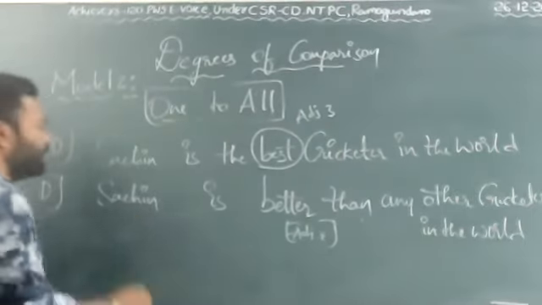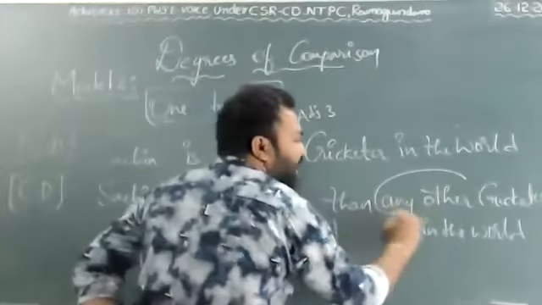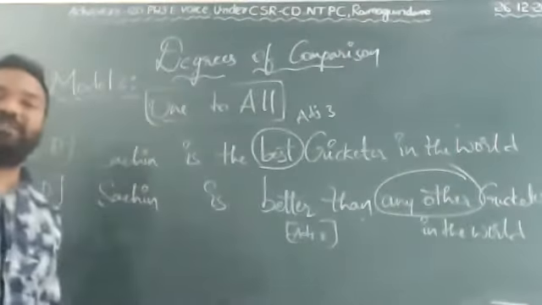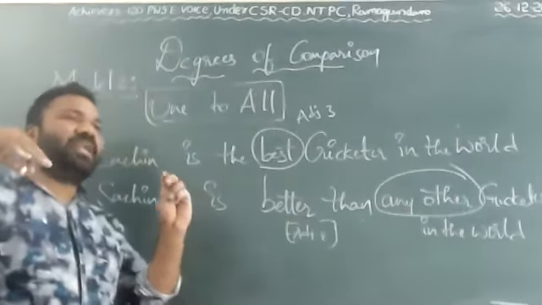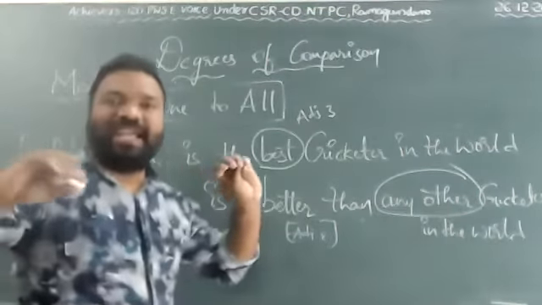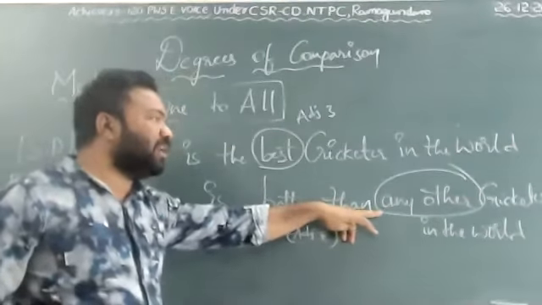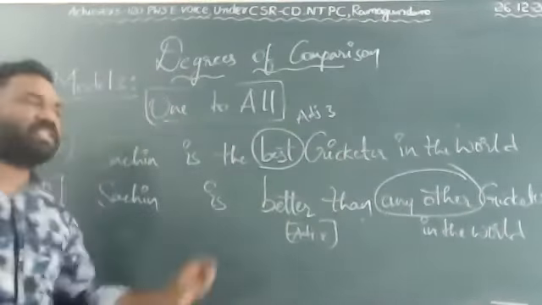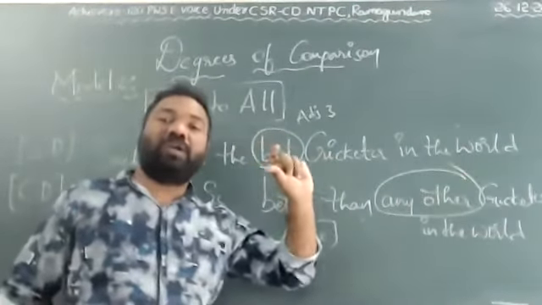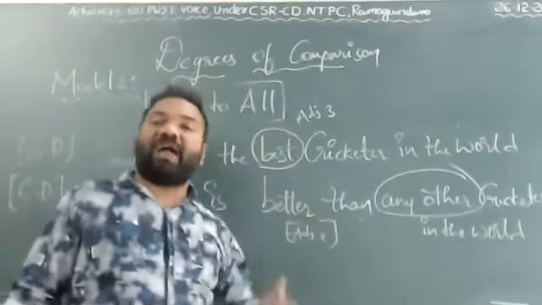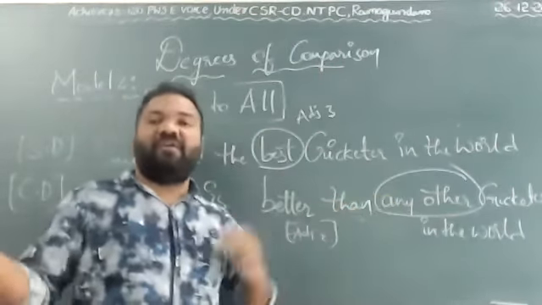What I have written, students: Sachin is better than any other cricketer in the world. That's what I said. When compared to any other, it reflects to each and every player, each and every cricketer in this world. Sachin is compared to all. Therefore, I have to use what? Any other. This is the only trick, the only word that we have to use. When it is one to all, in the model one to all, we have to use this: any other cricketer in the world.